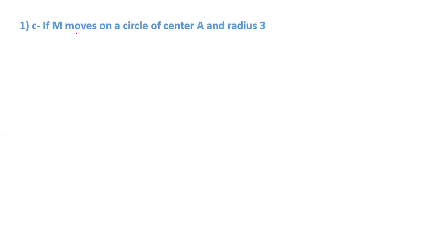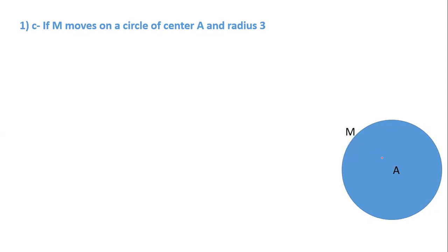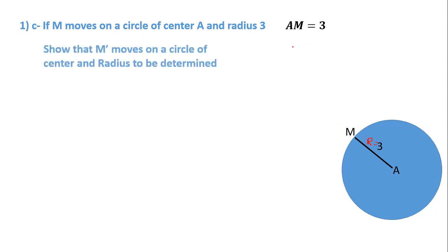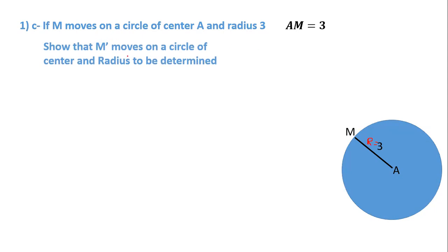Given that M is moving on a circle of center A and radius 3. So suppose we are in a circle with center A, and M is moving on the circle. AM is equal to 3 centimeters, because the radius is equal to 3, so we can conclude that AM is equal to 3. We have to show that M prime is moving on a circle of center and radius to be determined.